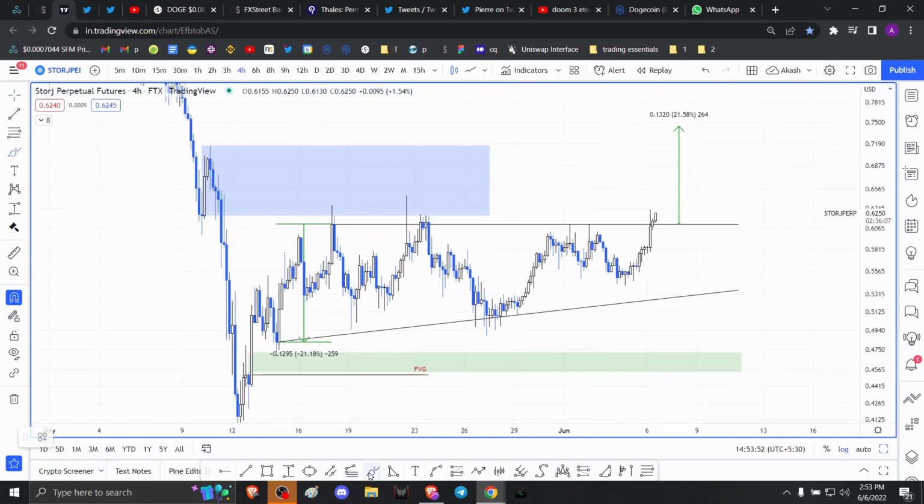I feel like this breakout that we're seeing here is a fake out, which will eventually do something like this, right, and fill this gap. That is my first outlook.